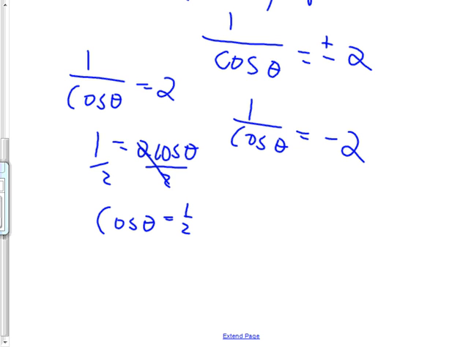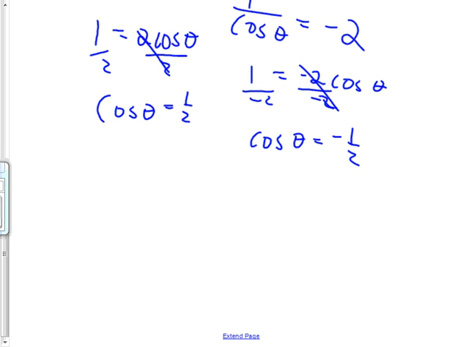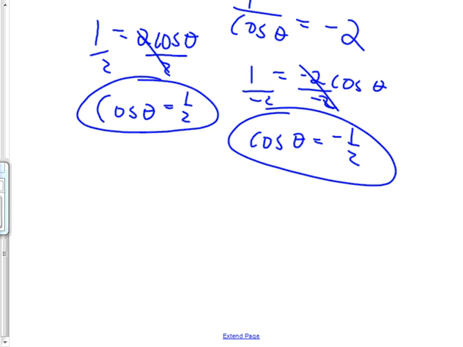And over here, same thing, I'm going to multiply both sides by cosine. I'll have 1 equals negative 2 cosine of theta. Then I'm going to divide by negative 2 on both sides. This cancels, and I have cosine of theta equals negative 1/2. So basically, I got two answers here. I got one set of answers that has to do with this one, and one set of answers that has to do with this one.